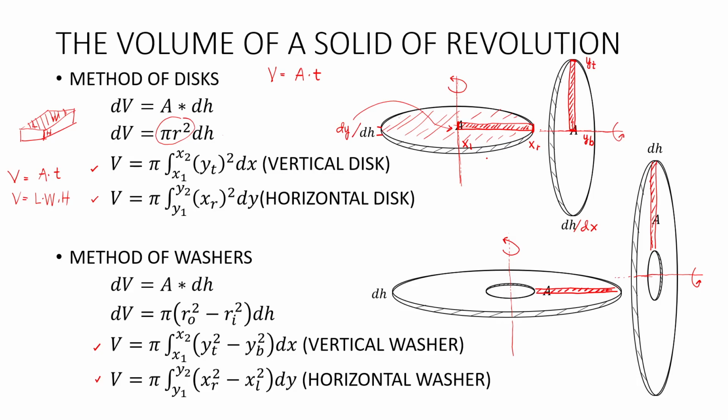Now, since the left and bottom parts of your strip are touching the axis, the x and y axes, these terms become zero. So the formula is simplified to the remaining term, which is y top squared for the vertical disk, and the differential height is dx because we're using the vertical strip. For the horizontal disk, your radius is x right squared, only x right because x left is zero, and our differential height is dy because we are using the horizontal strip. The pi is taken outside. Notice that we are still using the concept of vertical and horizontal strips to create our disk.